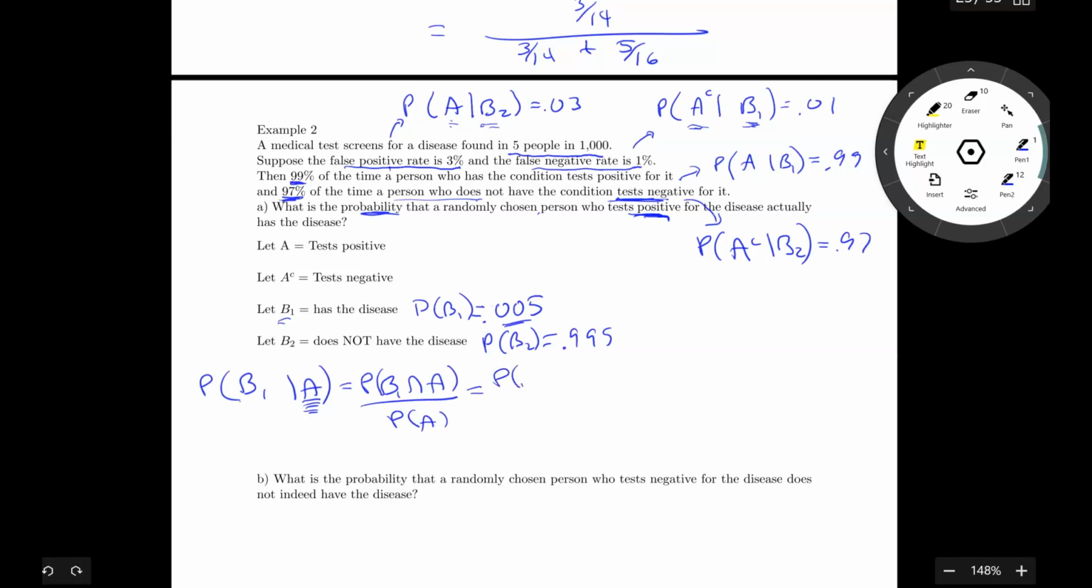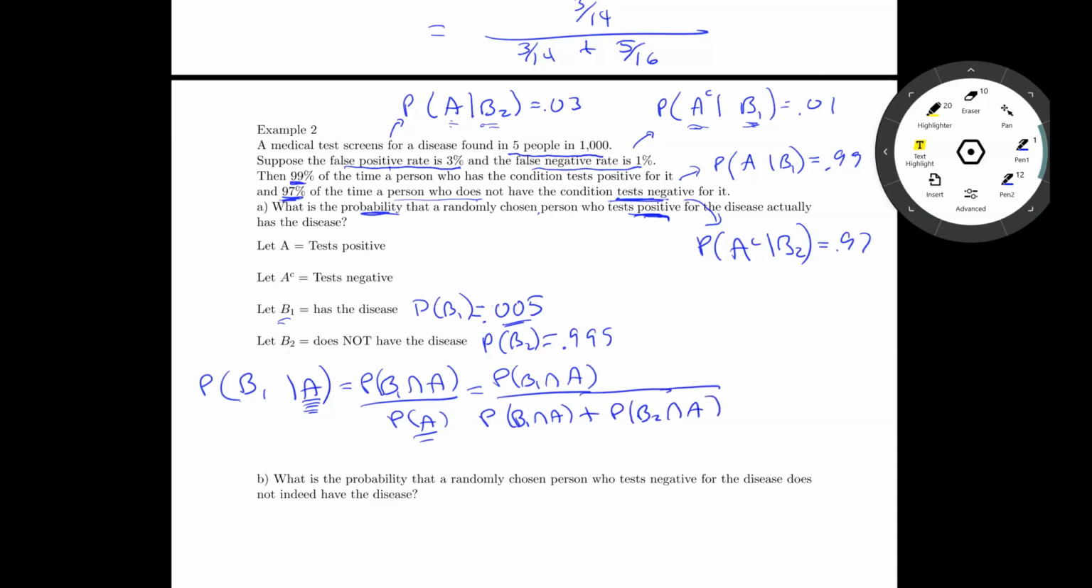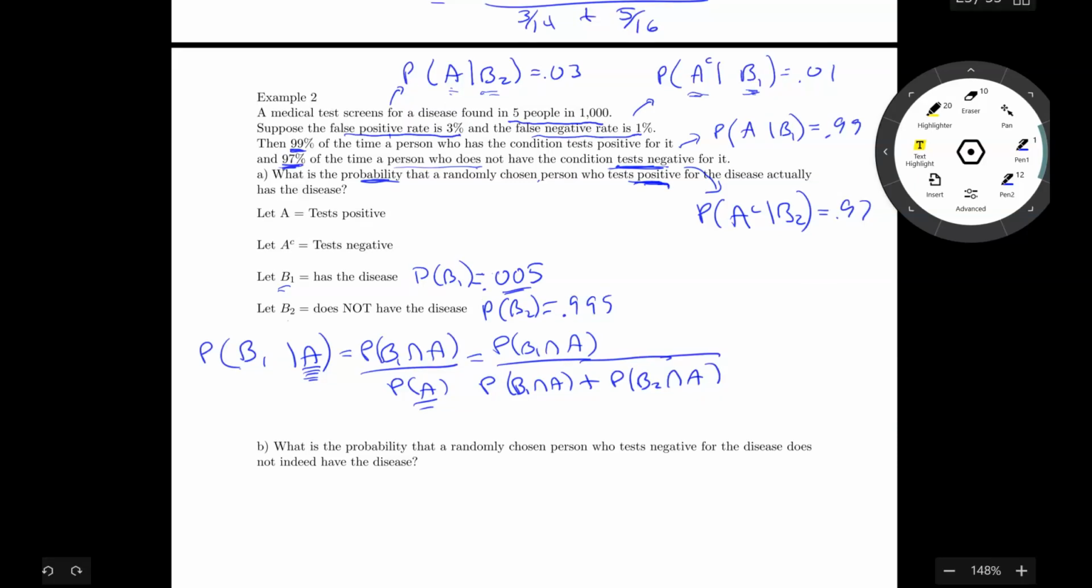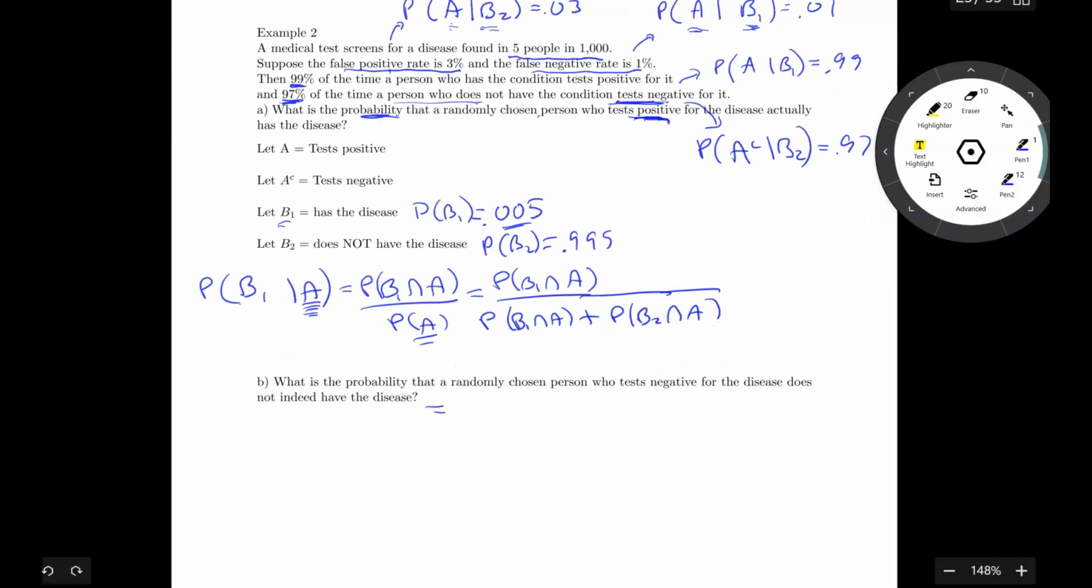Okay, so let me go a step further. B1 and A. So how can the probability of A happen? The probability of A will happen if it's B1 and A, or I have the probability of B2 and A. Okay, so let's flesh this out a little bit more. Kind of running out of room, so I'm just going to squeeze it down here and I'll erase for the next one. Okay, so let's write out what this is equal to.